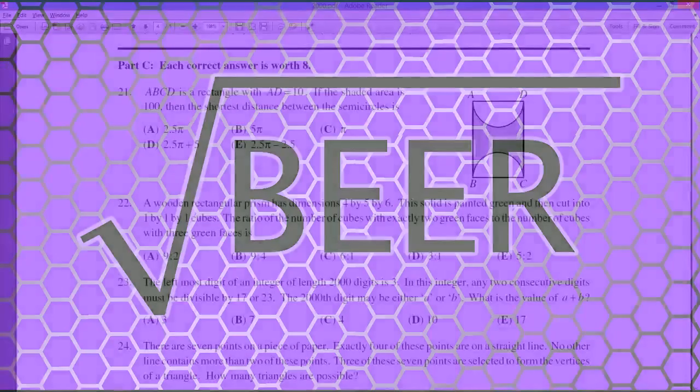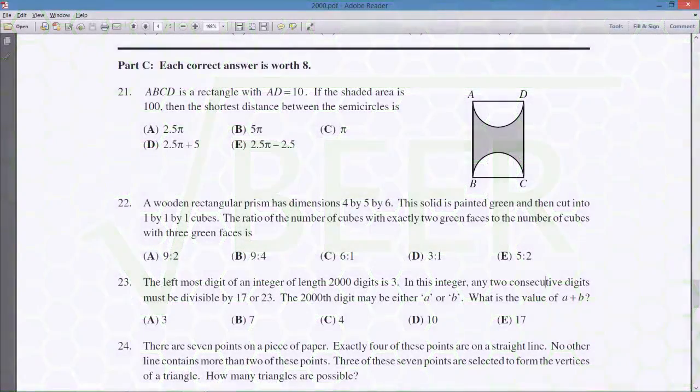Root Beer here once again with the 2000 Pascal paper. That's the grade 9 level paper. And we're on to question number 21.